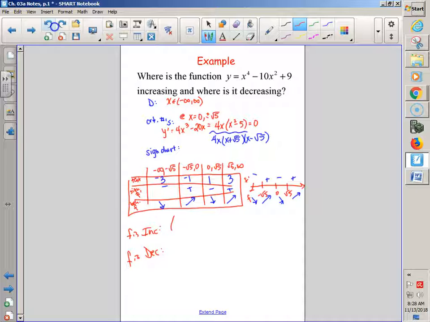Well, from, you see it? Negative rad 5 to 0, and from rad 5 to infinity. And that we could do x is within. And then where's the function decreasing? You're just stealing what's in the table. Or if you're over here, you're writing what this whole range of numbers are. But either way, you should get the same answer. Decreasing would be negative infinity to negative rad 5, and then 0. This is the beginning of homework.